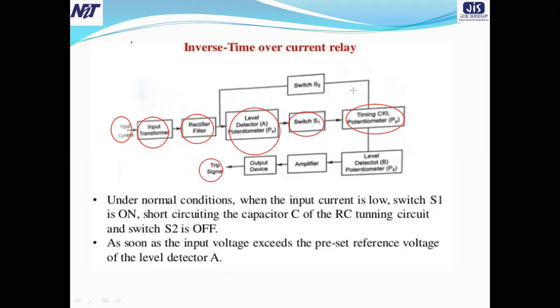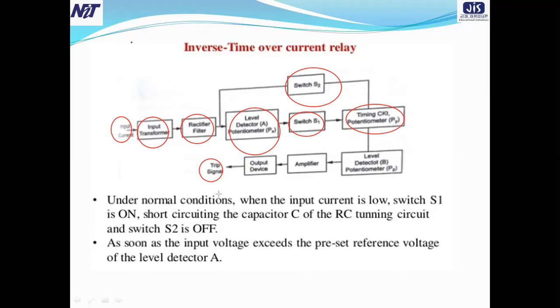Here, between the rectifier and the level detector A and the timing circuit potentiometer, there is another switch. So there are two switches. One is connected in parallel through these two, and another one is connected in series. Both switches are connected here.